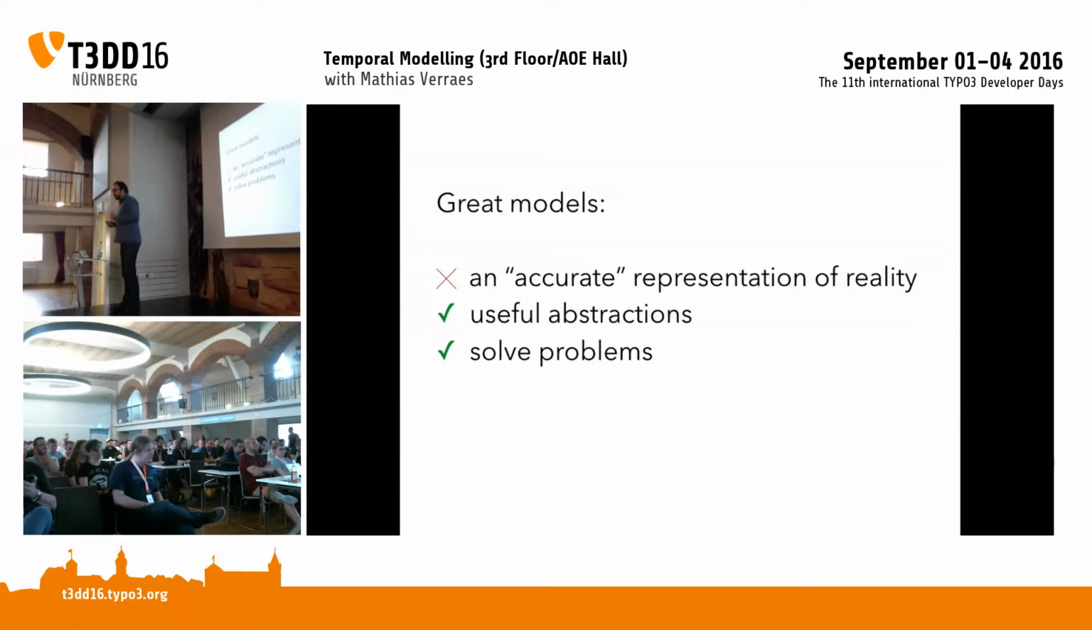Sometimes you hear this, especially in the domain-driven design community, where people think that a model is supposed to be an accurate representation of reality. That's not necessarily the point. Of course, we like our models to be inspired by reality. But this is a vague thing anyway. What is reality? One way of looking at reality might be completely different from somebody else's. So what we're looking for is abstractions, useful abstractions that help us solve problems.